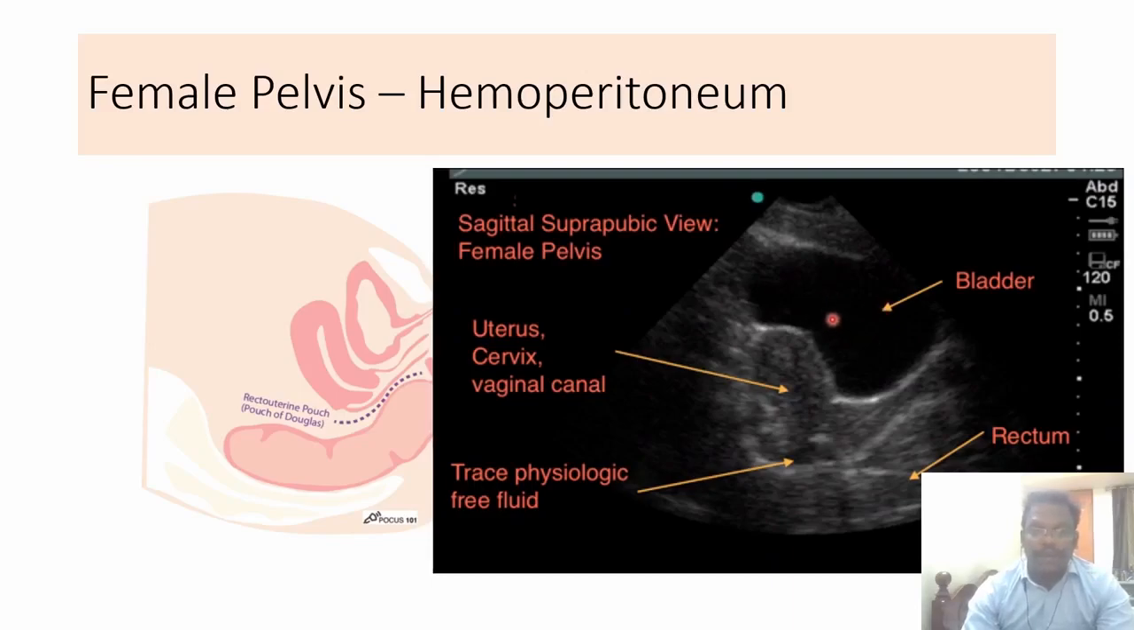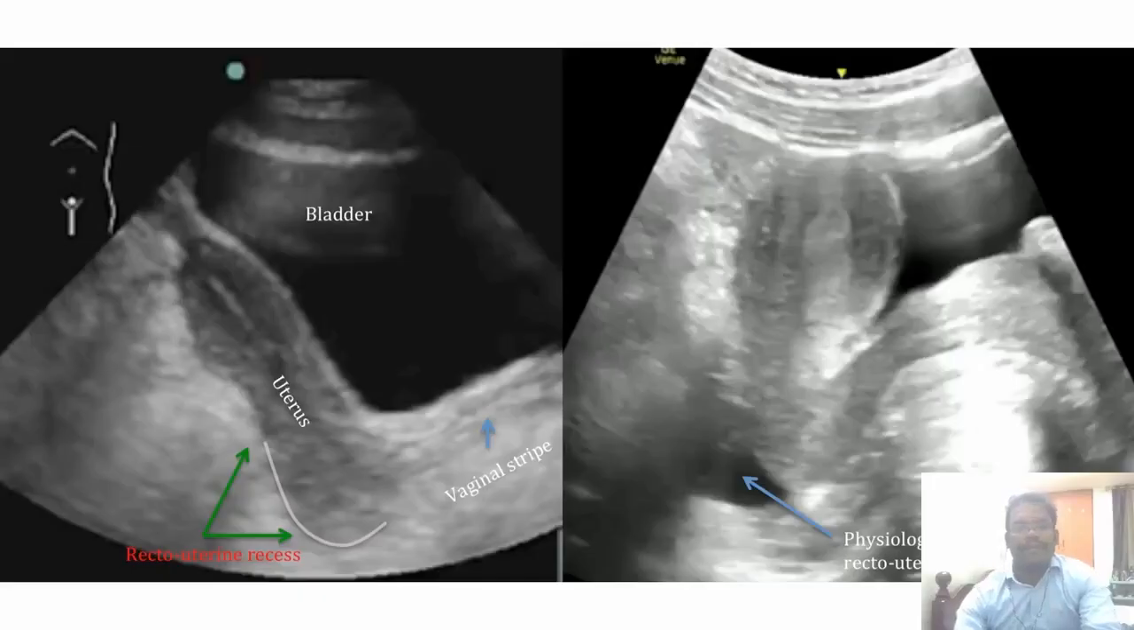Posterior to the urinary bladder is the uterus, and posterior to the uterus there is the rectum. There is a small amount of anechoic fluid here. This could be considered a physiological free fluid in the pouch of Douglas. So it is difficult to differentiate physiological free fluid from pathological free fluid in the pouch of Douglas without knowing the patient's clinical condition.